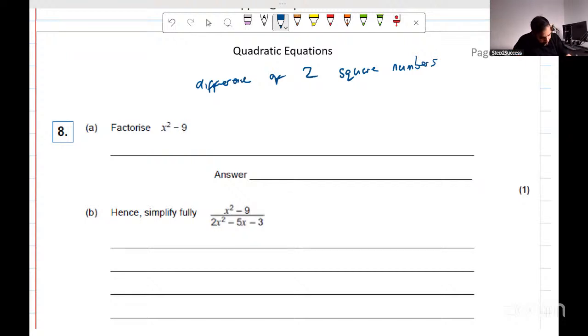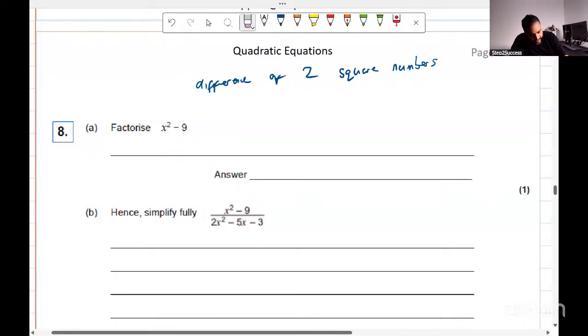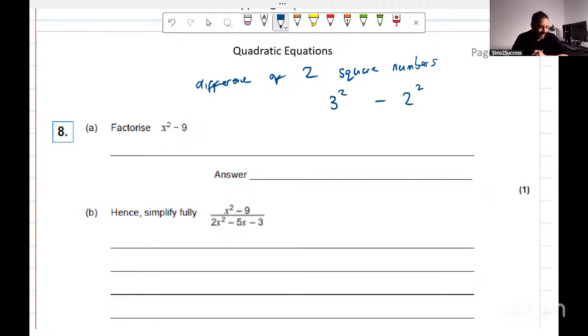Factorize this difference of two square numbers. Now, let me just give you a strange scenario. If I said to you, 3 squared take away 2 squared, that is 9 take away 4. The answer is 5. Now, what you can do with this, which you wouldn't do obviously if you had this question, you would just do year 9 question 1b. I'll come to the year 9 book in a moment.